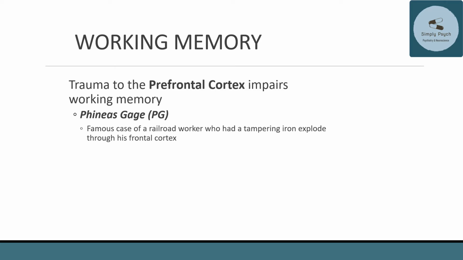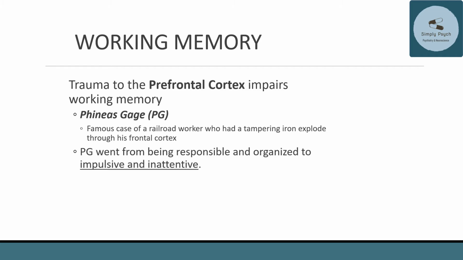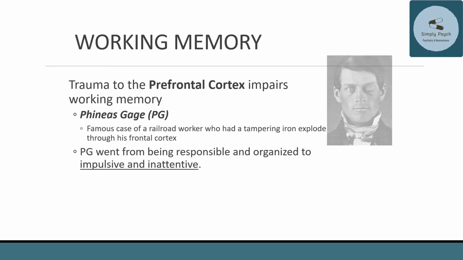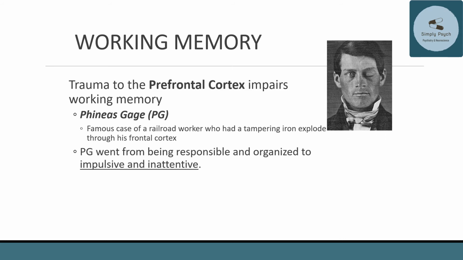But this was really best illustrated by the famous case of Phineas Gage, who was a railroad worker who had a tamping iron explode through his frontal cortex. He didn't die, but he went from being a very responsible and organized person to being very impulsive and inattentive. And this is just a picture of him that I got from the internet.